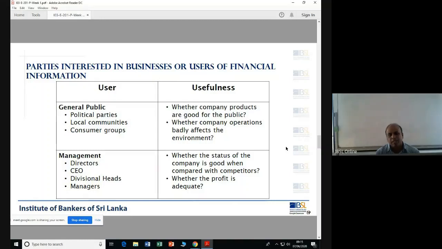So the extent of financial information is not only numbers, but also there could be characteristic information. In general, we call them qualitative and quantitative information. Whenever you get numbers, you call it quantitative, but when you say financial information, it could be qualitative information also.